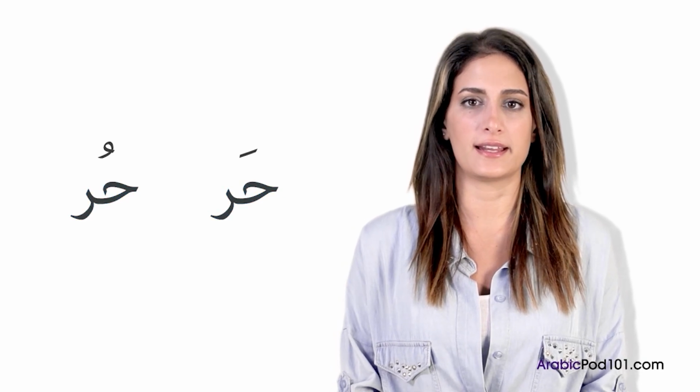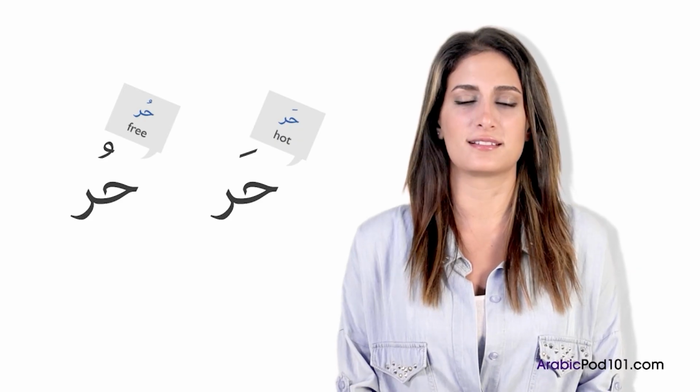Voweling is very important because it can change a word's meaning. For example, here are two words that have the same letters but are pronounced differently and have different meanings because of the difference in voweling. Har means hot, while hur means free. There are other voweling signs in Arabic, but they aren't as common as the three basic signs we learned in this lesson. We'll go back to them in the next review lesson.